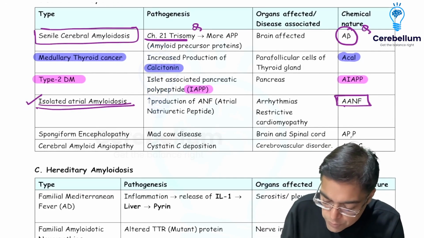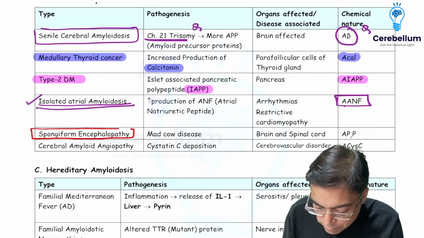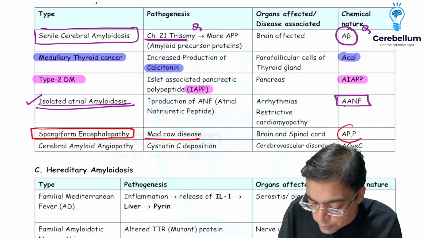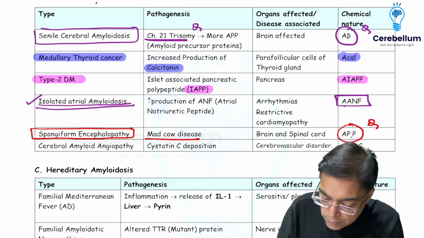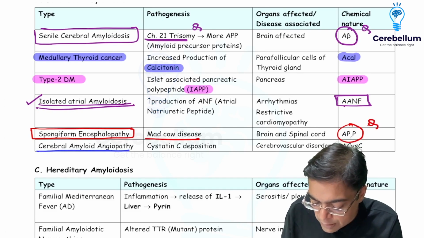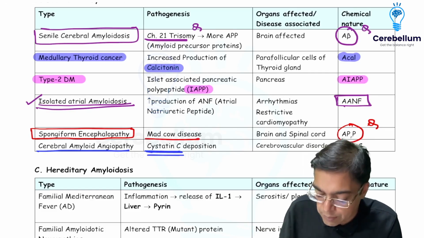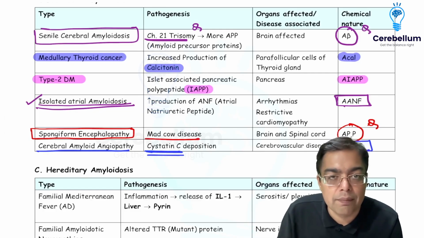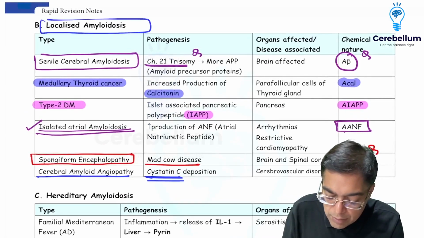We can have a situation where the patient has prion disease, that is spongiform encephalopathy. Remember mad cow disease? The patients could have involvement of prion proteins, and therefore the presence of A prion P. We are then talking about cerebral amyloid angiopathy, in which patients can have a deposition of a special type of molecule called cystatin C, and this can be responsible for the amyloid nature as A cystatin C. So these are the examples of conditions which are localized amyloidosis.